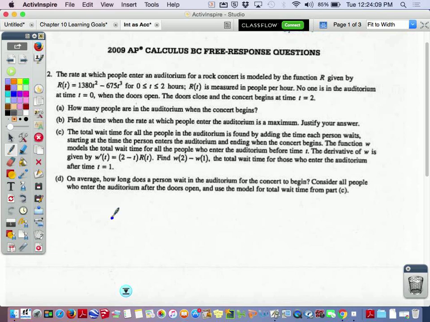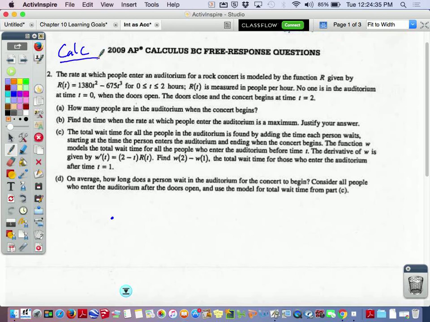Okay, so we have the 2009 integrals accumulator question. This is question number 2, so you can definitely use your calculator on this. In fact, not only can you use it, you will need to use it. So like I said, in these integrals accumulator questions, you're going to be given a rate of change in the context of a problem.